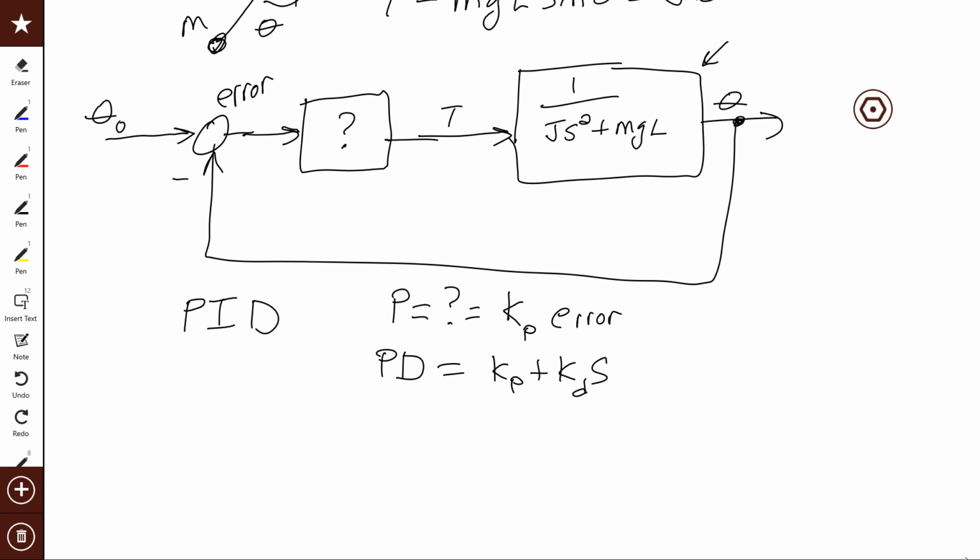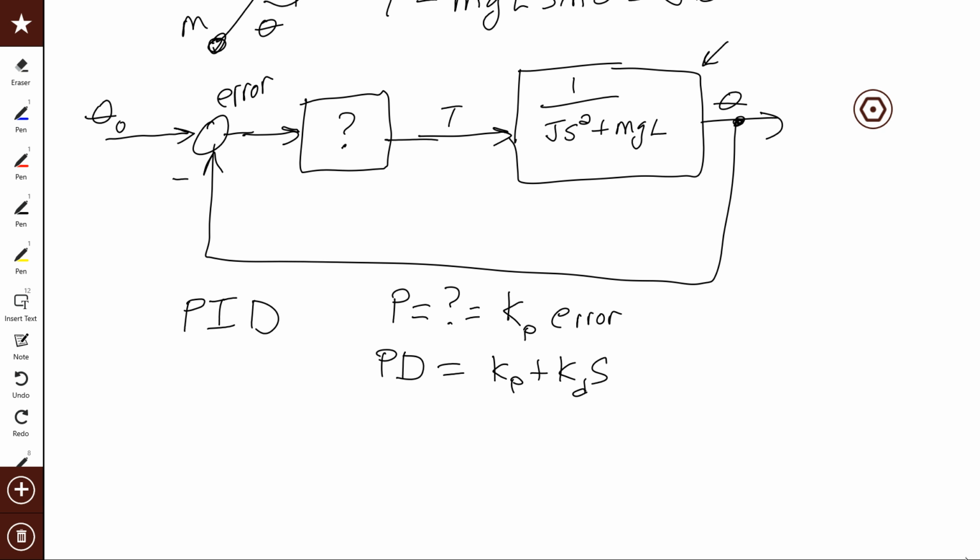Why is KDS called the derivative? Why do you think? What's the S do for you? It says, hey, take the derivative of this thing for me, okay? That's what S is, right? It says, whatever's coming in, error, take error and take a derivative of it for me. That's what the S is. So the KD is just a gain. You've used that before, right?